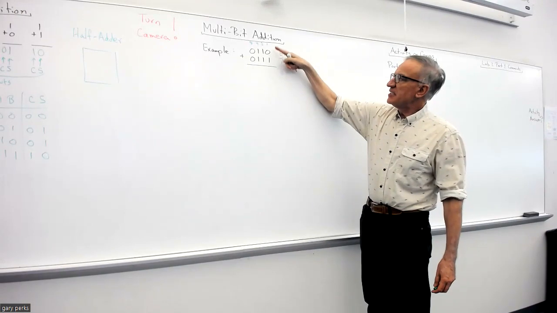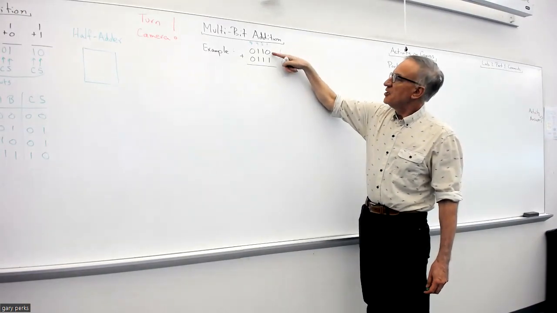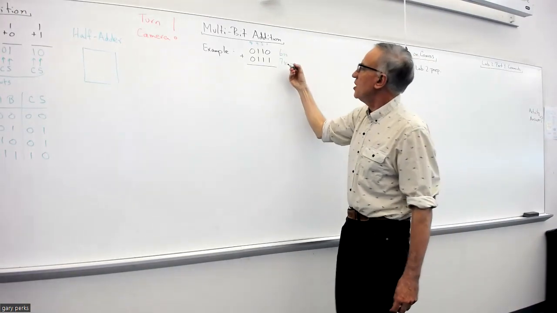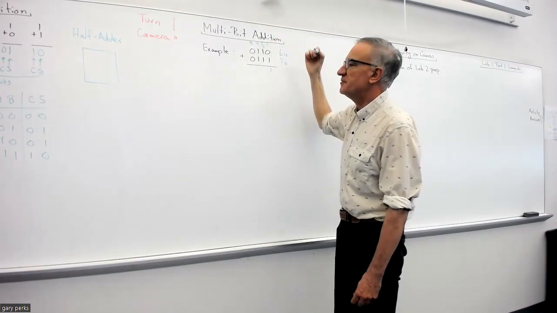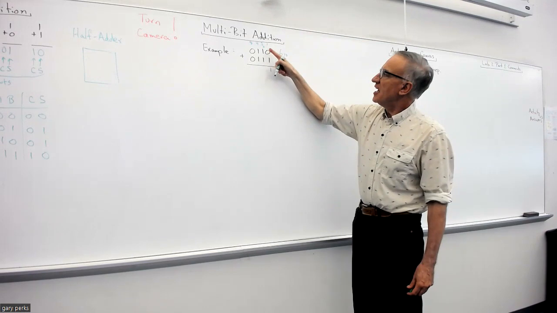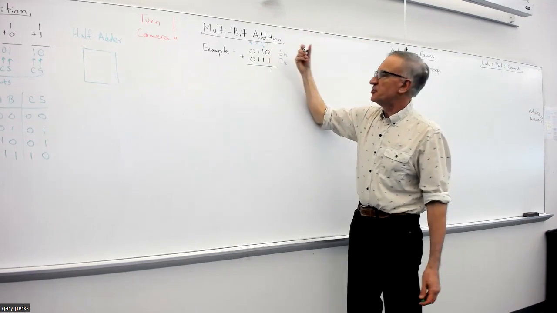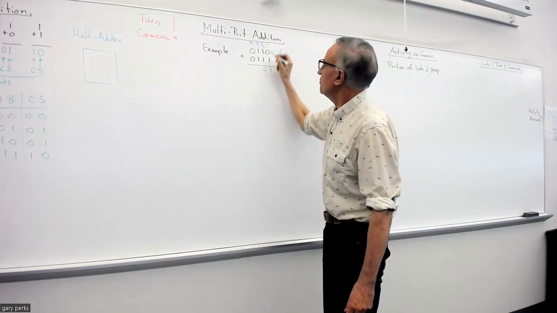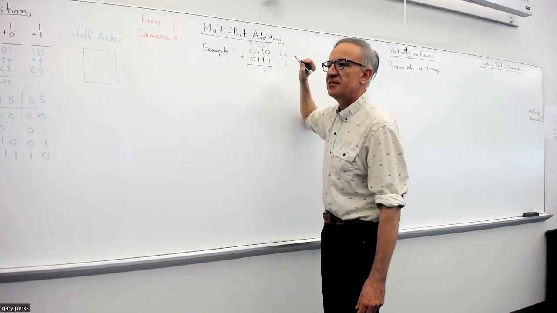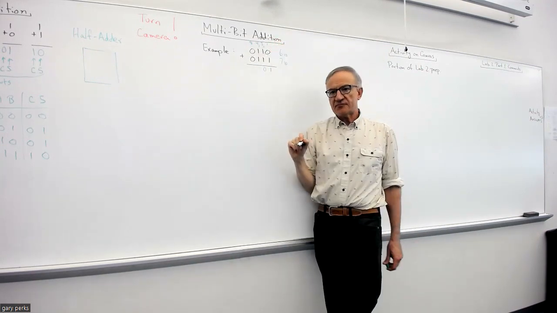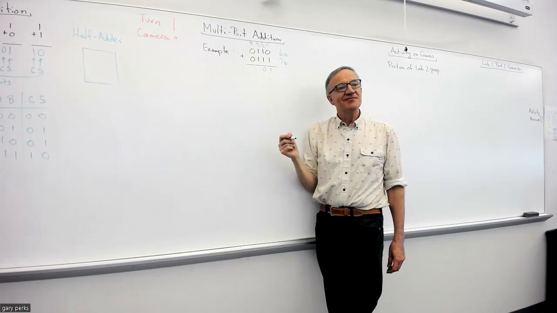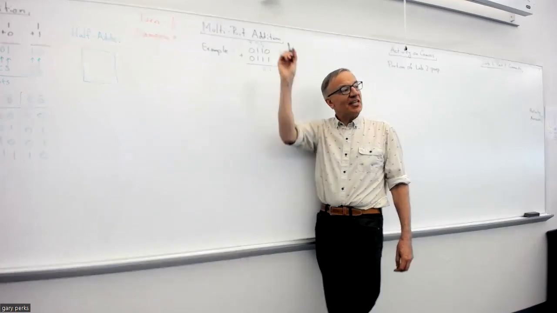See, we start with the least significant bit column. We're adding 0 plus 1, so that's 1 with no carry, a carry of 0, if you will. Then we have 0 plus 1 plus 1, which is 2, so we do 0 with a carry of 1. And now we have 1 plus 1 plus 1, which is what? 3, which is going to be a 1 with a carry of 1.